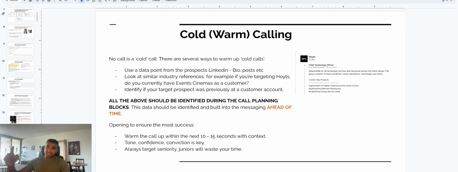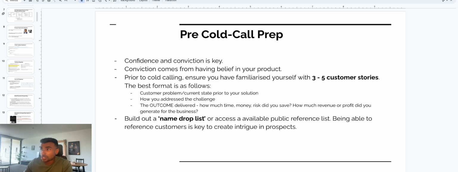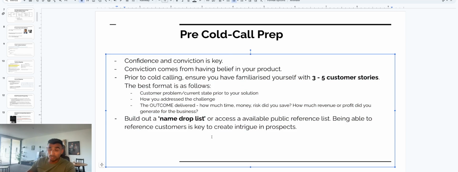Now, the next thing that you want to do as part of your cold call prep, and this is something that ties into your PG planning, right? So just to articulate, this part here, the customer stories, etc. This is not part of your PG planning. You should be doing this as part of your learning. So one of the things that I used to do, sorry, I'm kind of bouncing around a little bit over here, but let me just finish this point and then we'll get into the next part.